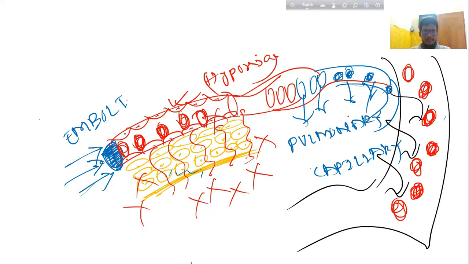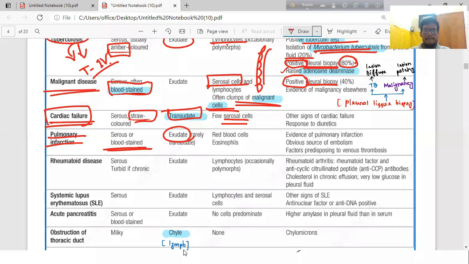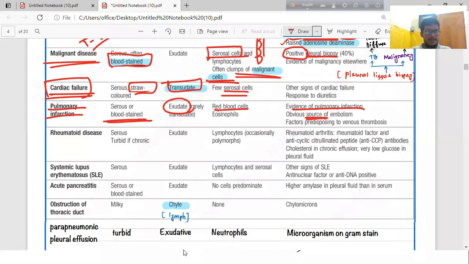Now come back again. So I have already told you, red blood cells and evidence of pulmonary infarction, such as prolonged bed rest or hip fracture or any other things. And another one is rheumatoid disease. You will find the pleural fluid will be turbid, to some extent a cloudy appearance.